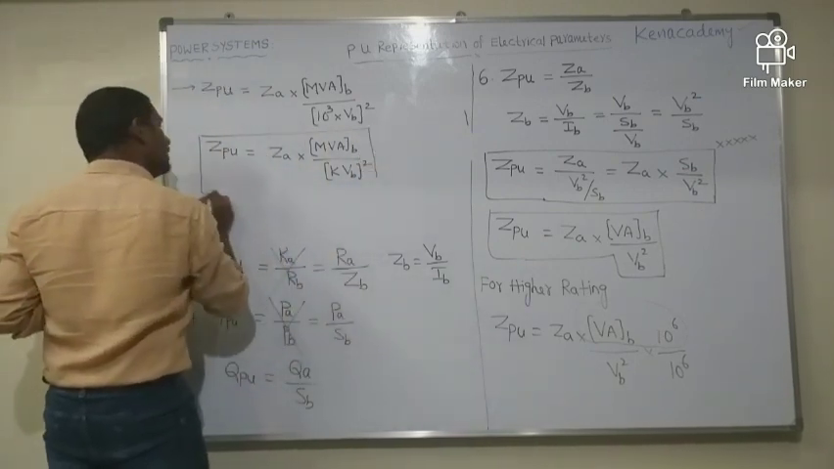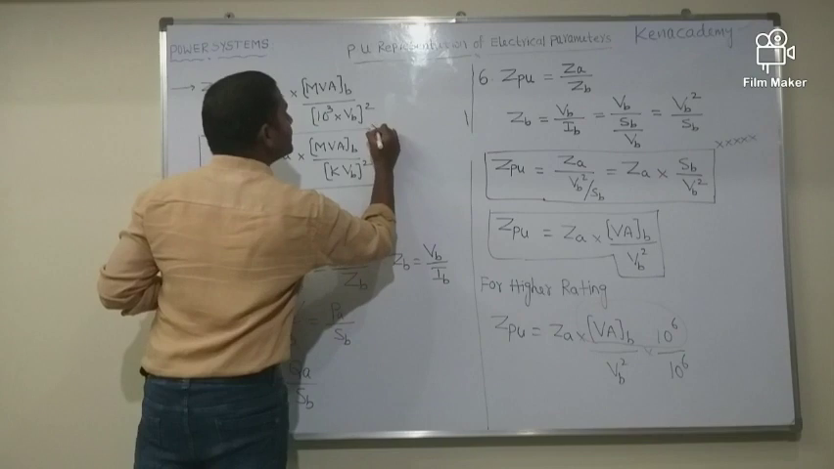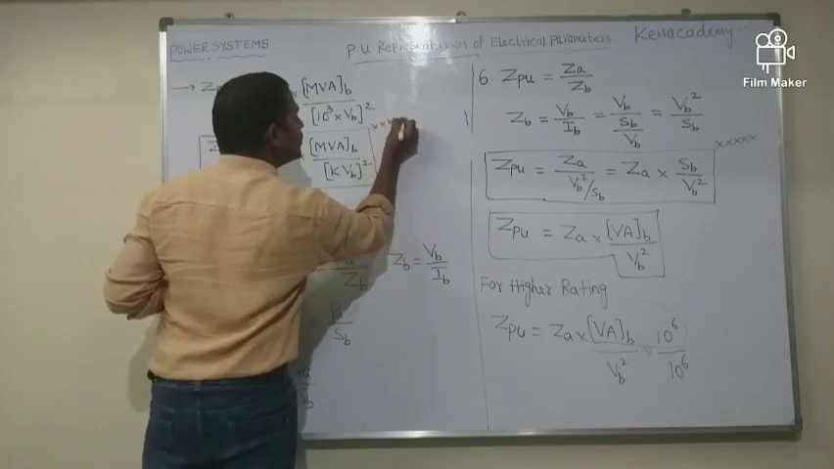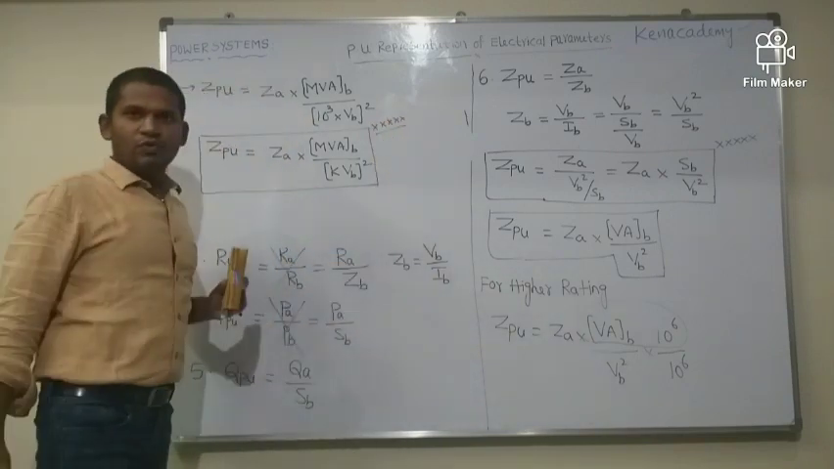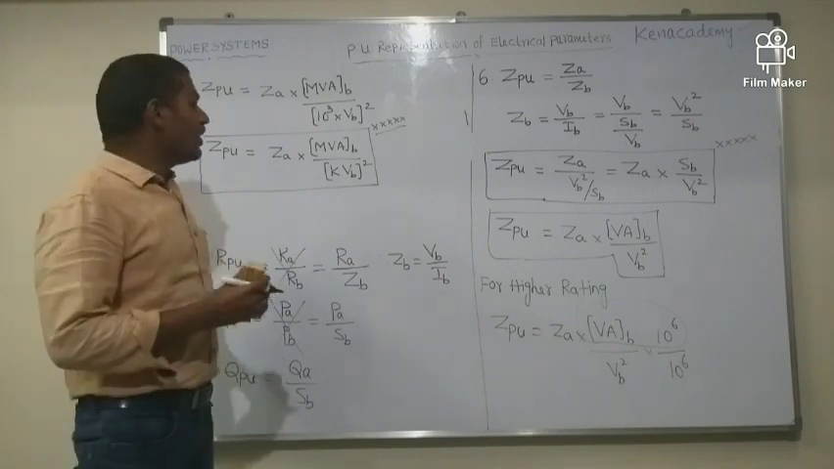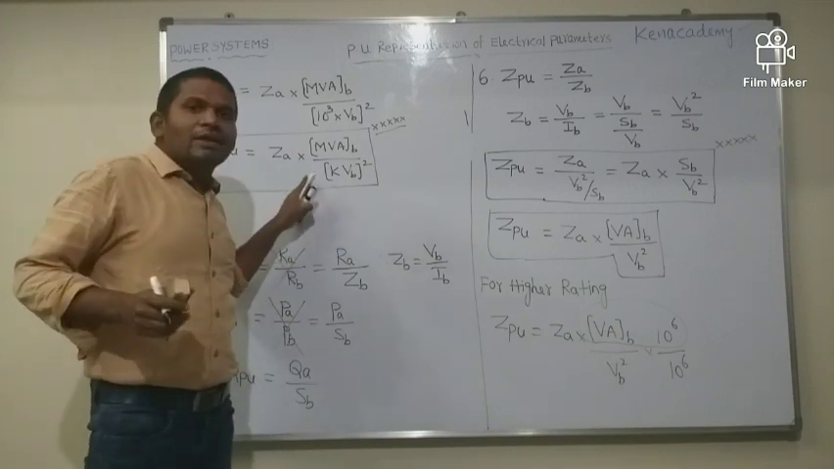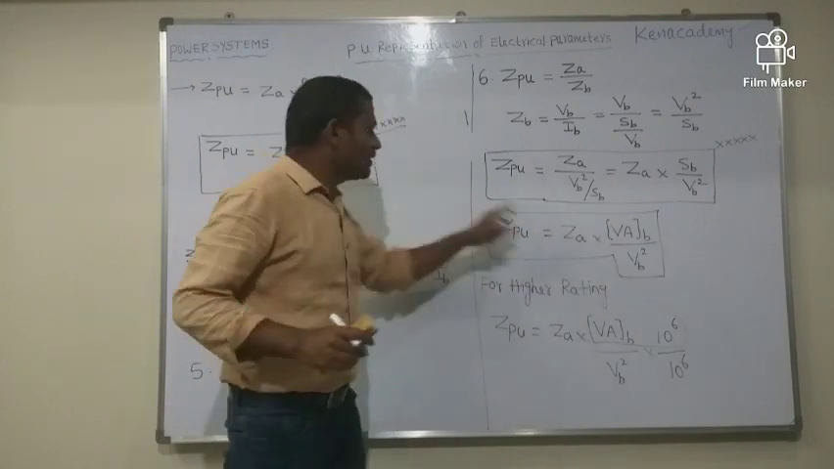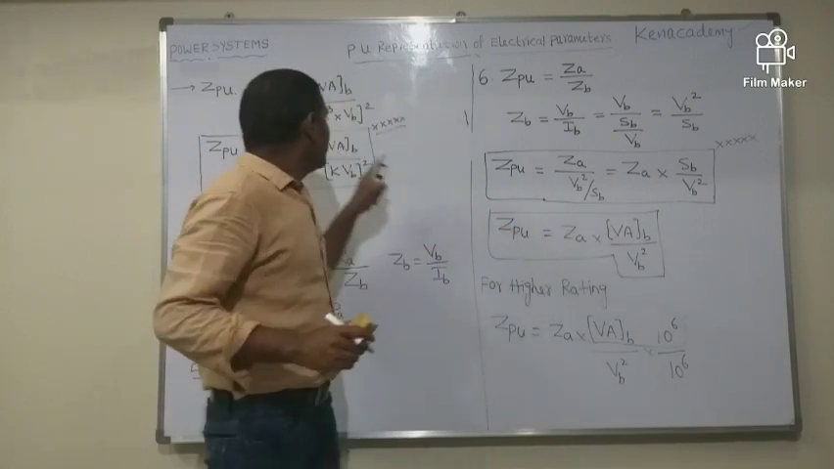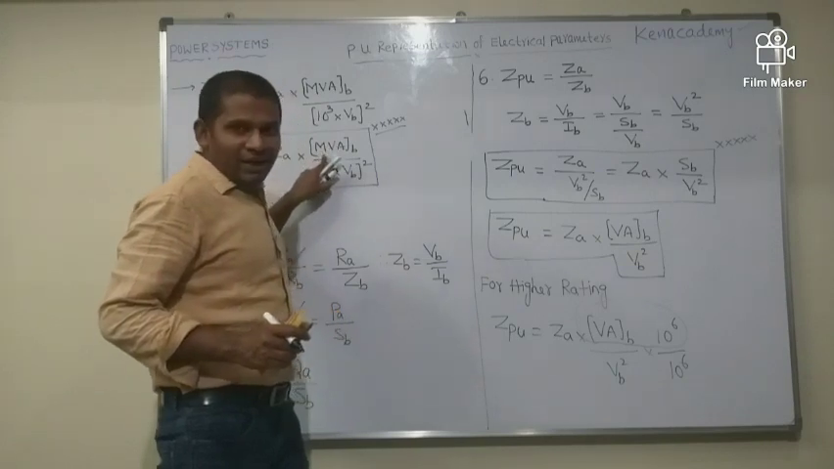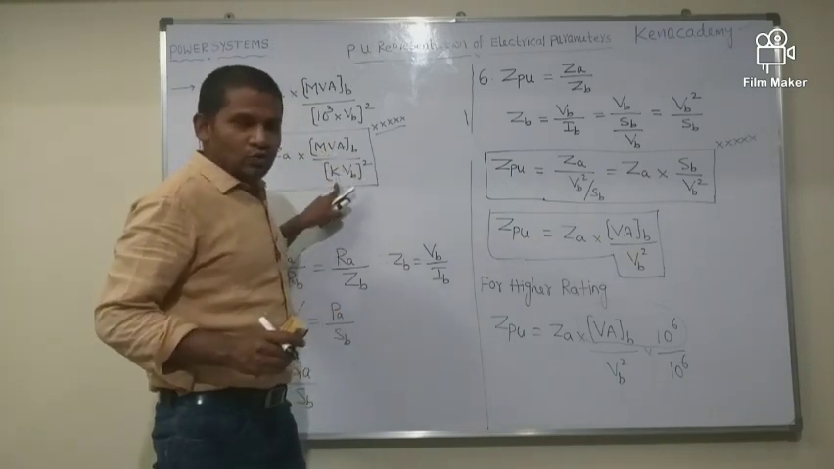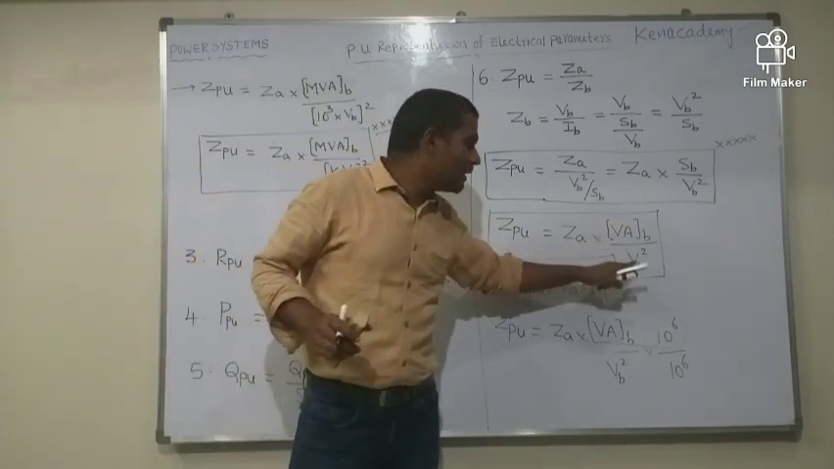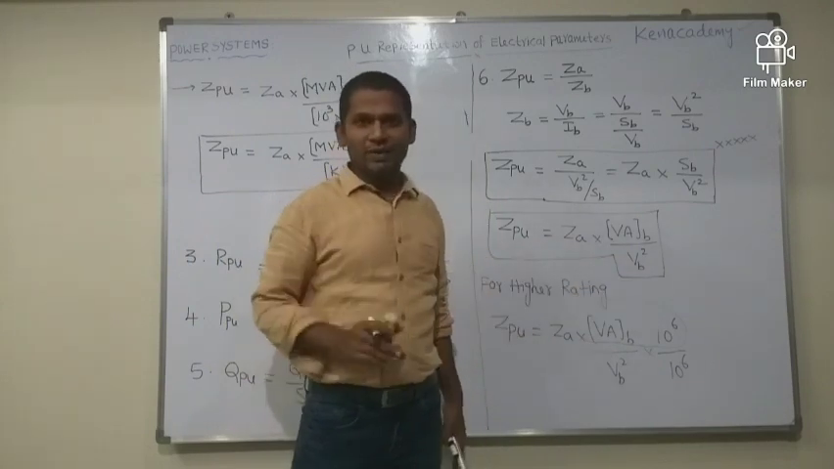Voltage in kilo and power in mega. With this assumption, I am writing this formula. This is very important. Directly you can use in some problems. This formula you can use directly. That's why I am writing in terms of mega and kilo. But in terms of volt ampere and base voltage, these formulas both are same. Only difference is this volt ampere is given in mega, voltage is given in kilovolts. But here directly volt ampere and voltage only. That is the only difference.